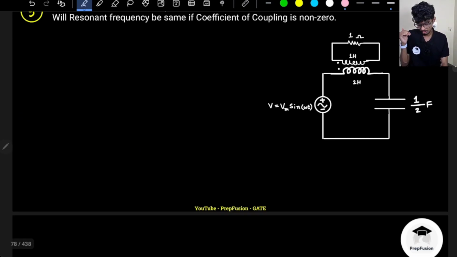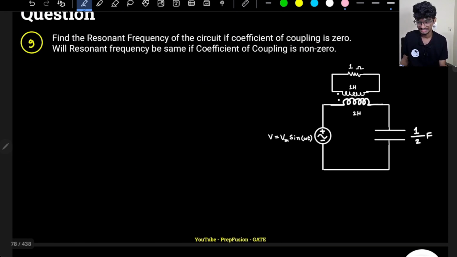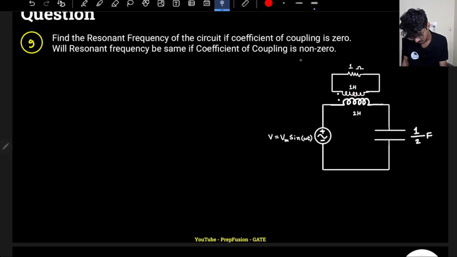Okay, this is another question, so this lecture is going long. We have to find out the resonant frequency of the circuit if the coefficient of coupling is 0. Here the coefficient of coupling is 0, k is 0, that means there is no mutual inductance. So m is 0. Sorry, coefficient of coupling is non-zero. If coefficient of coupling is 0, will resonant frequency be same as if coefficient of coupling is non-zero? First let us find out the resonant frequency with the coefficient of coupling being 0, then we will discuss with the coefficient of coupling being non-zero.